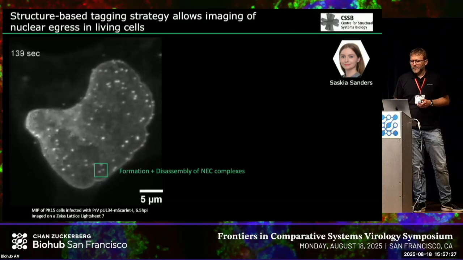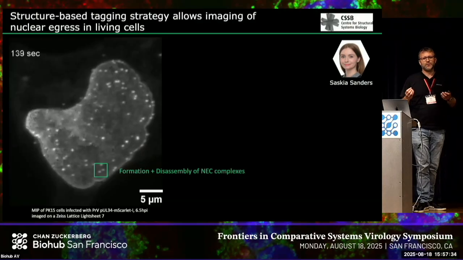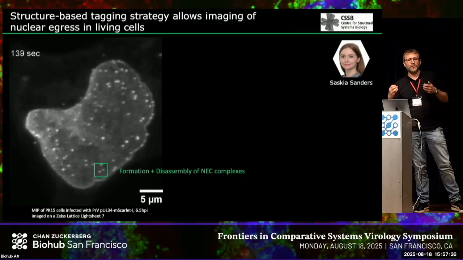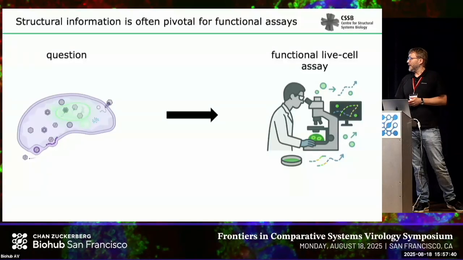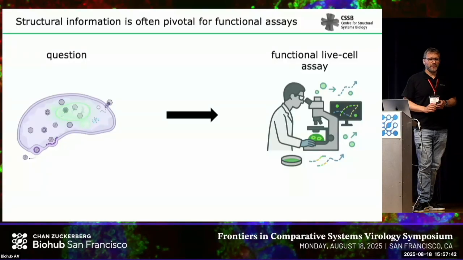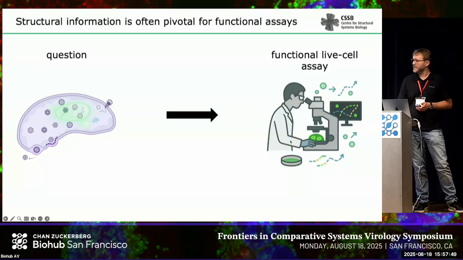Now, why am I telling you all of this? This is the introduction of why structural data is important to make our mutants, to make functional assays. Ideally, you have that structural data already, and that's all easy. But most of the time, you have a question, and then you want to do the functional live-cell assay. And this, by the way, is ChatGPT's idea of how single particle tracking should look.